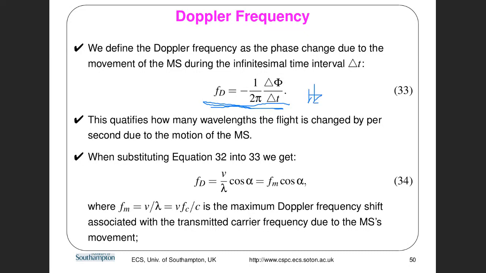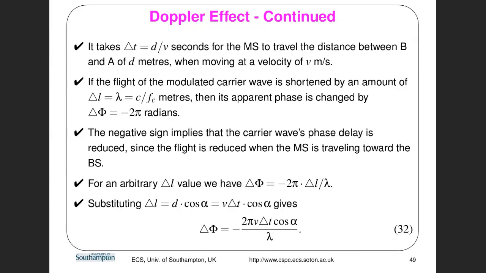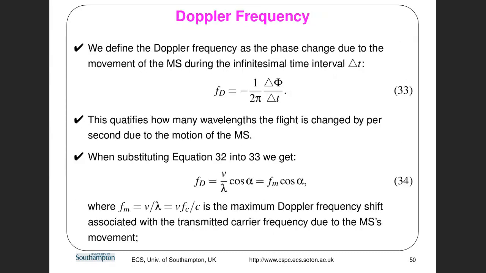Hertz is cycle per second. So if I put equation 32 into 33, we get this Doppler frequency. This is the definition of Doppler frequency. And this part here, fm, represents the maximum Doppler frequency.